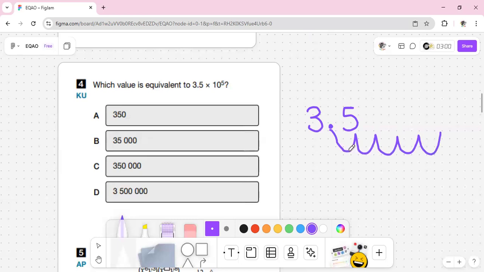Actually, moving from the decimal to the number 5 would be 1 spot. And then we would have 1, 2, 3, 4 zeros. So that translates, because of course we have to ignore the decimal after we do that conversion, to answer C, which is 350,000.